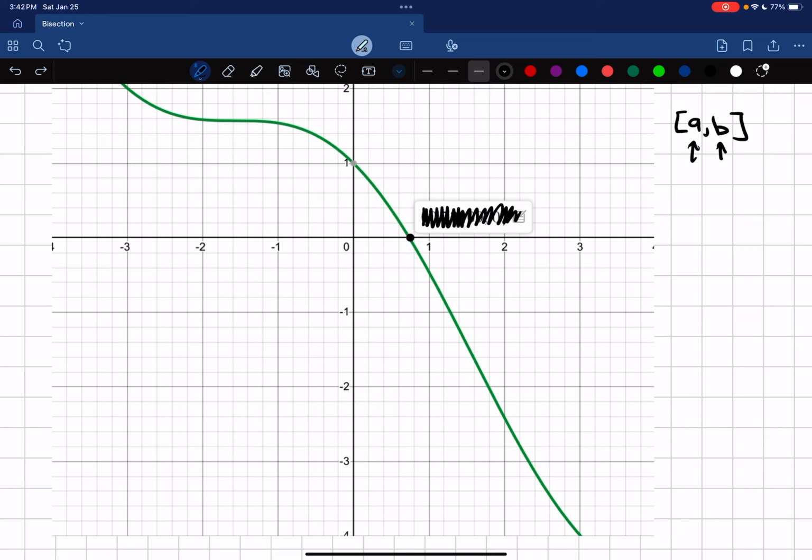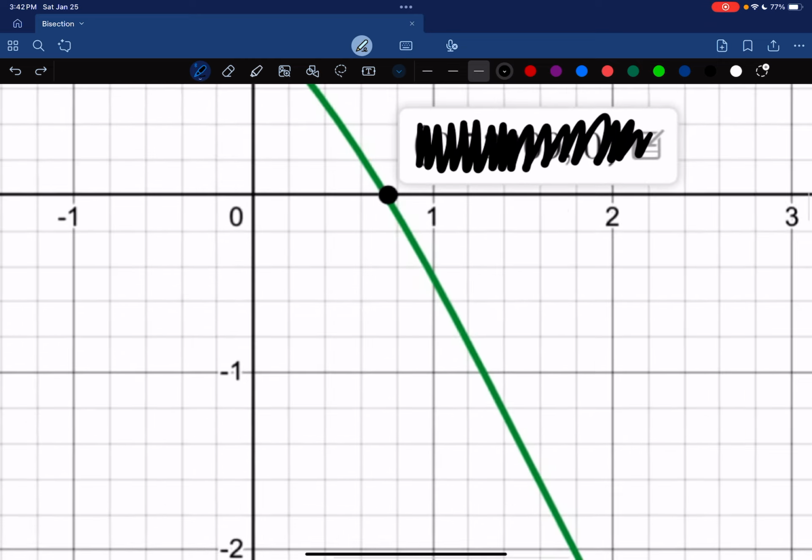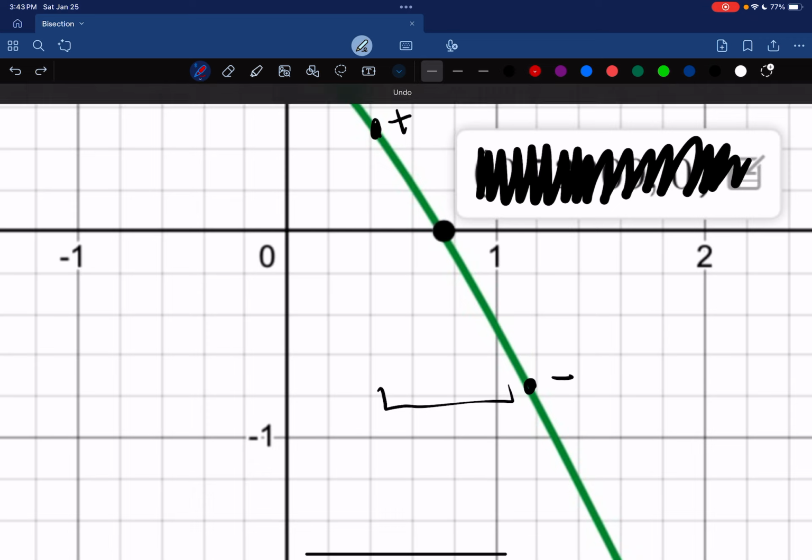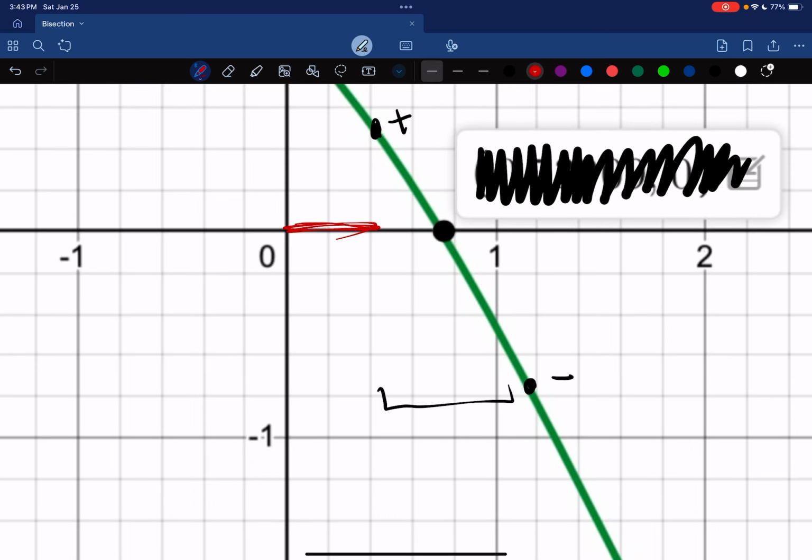Why do we do that? The reason is that if I choose a point here, and this is positive, and I choose a point here, and this is negative, I know for a fact that somewhere in between here, I crossed my x. I crossed my x, therefore I have a root.